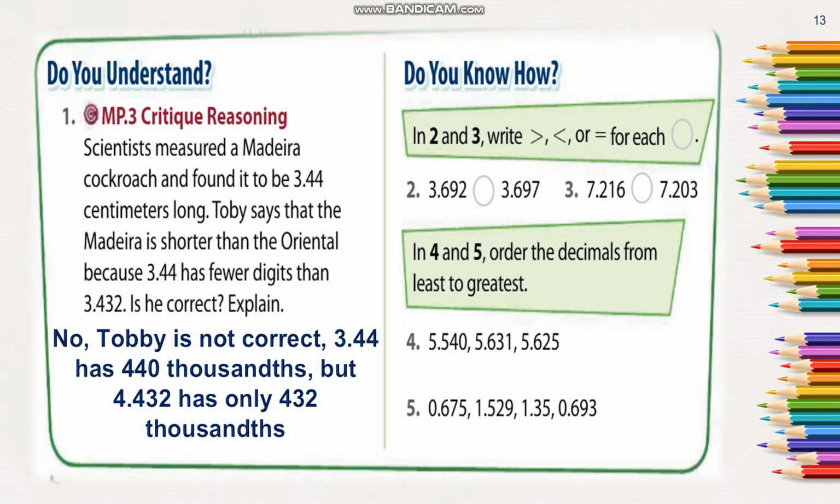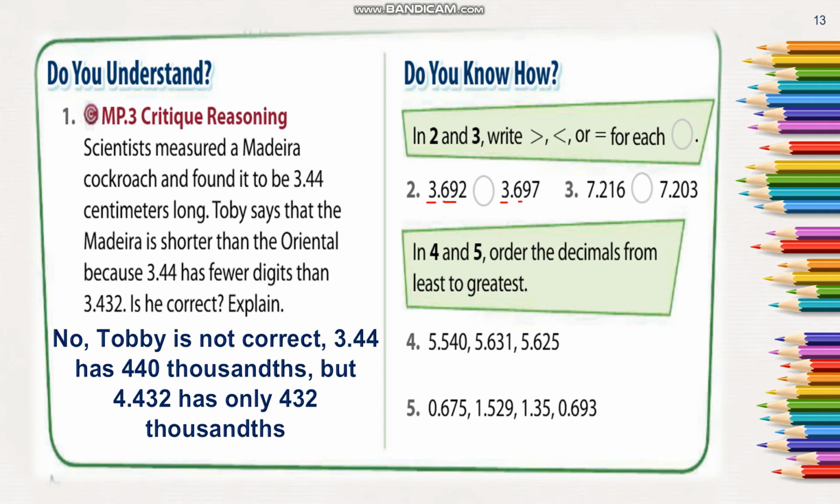Question number 2. 3 and 692 thousandths compared to 3 and 697 thousandths. So if we're going to compare, we're going to align them or look at the place value. What is the place value of 3? It's in the ones place. So on the other side, we have the ones place also here, which is 3. So if they are the same, proceed to the next digit.